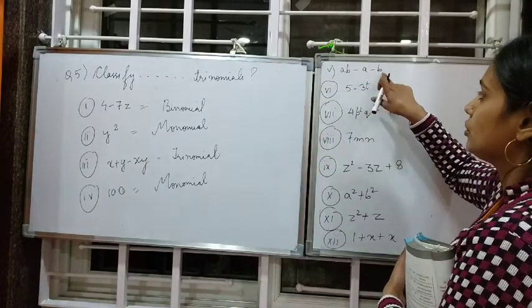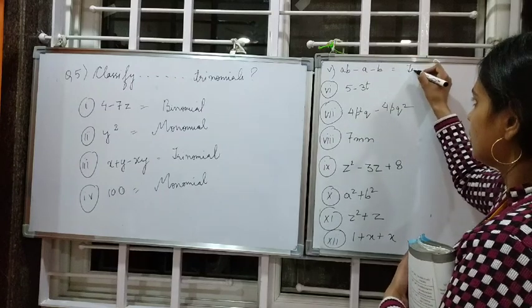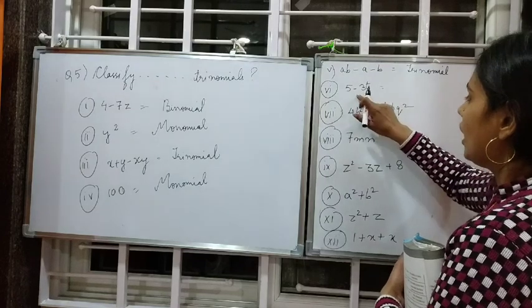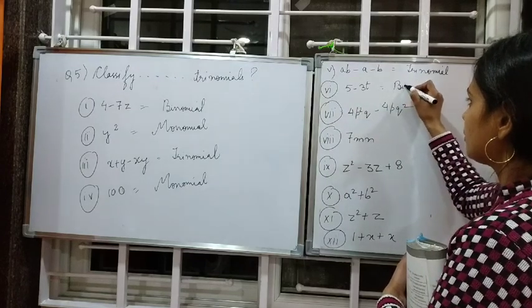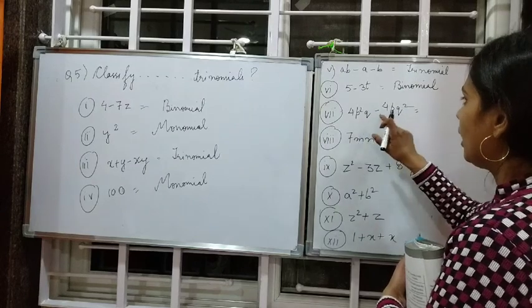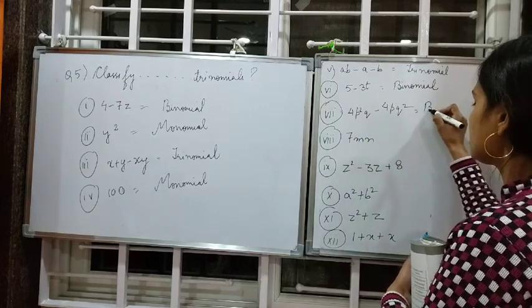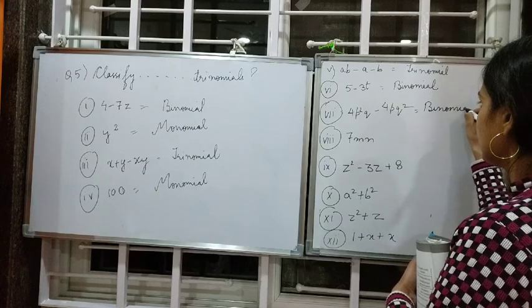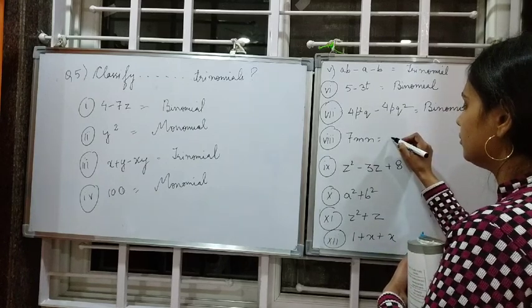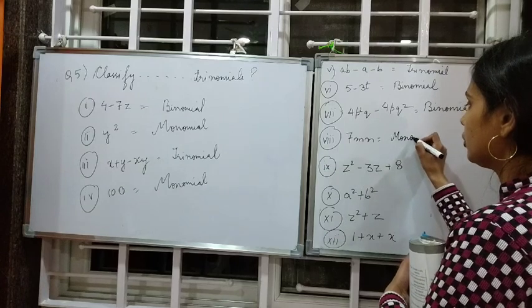1, 2, 3. 3 terms. Trinomial. 1, 2. 2 terms. Binomial. 1, 2. Again 2 terms. Binomial. Single term. Monomial.